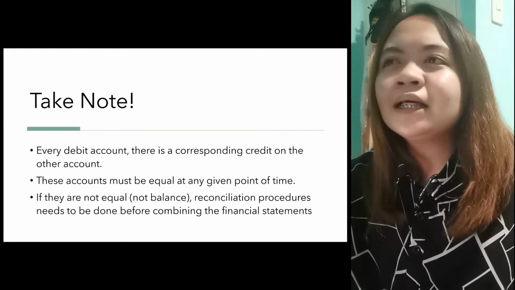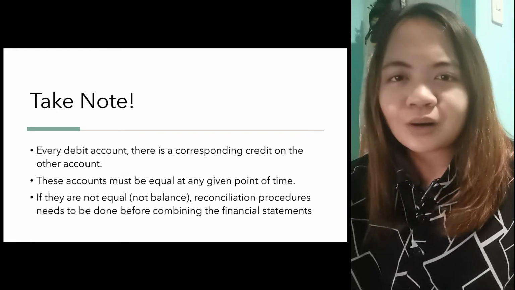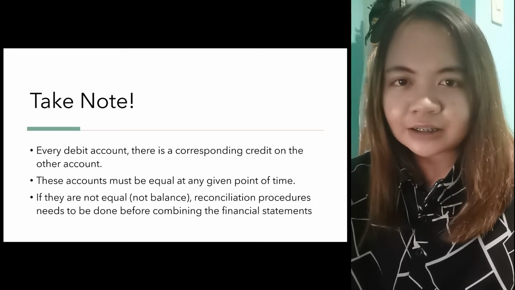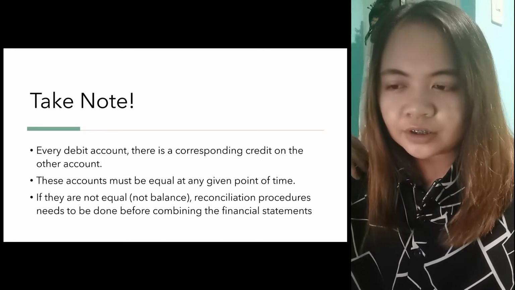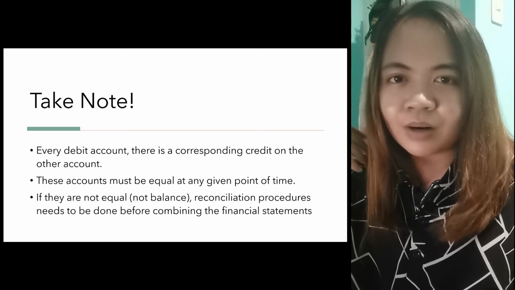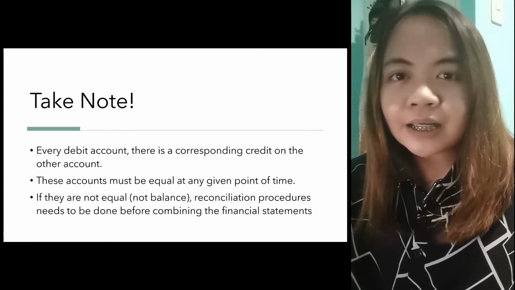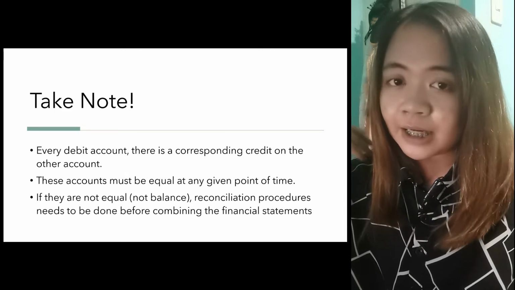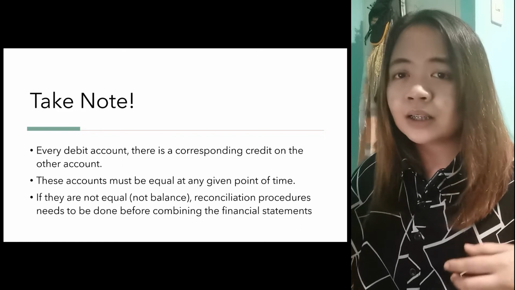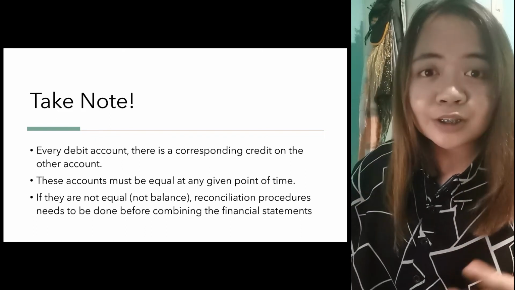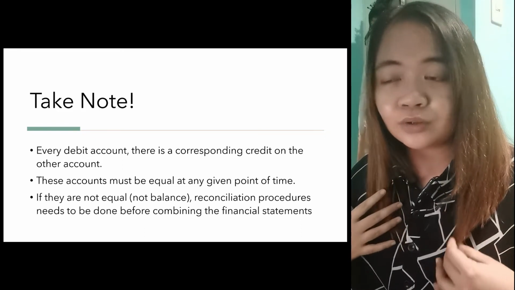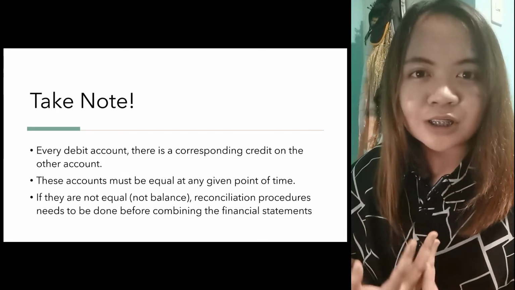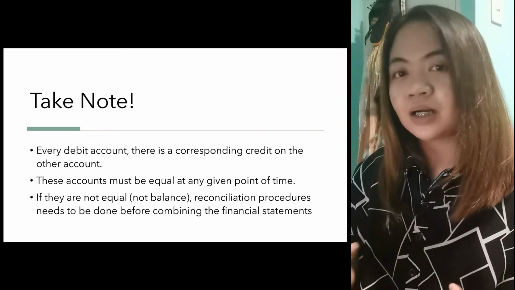Kailangan mong hanapin, saan ba ako nagkamali? May mali ba dun sa recording ni accountant ni branch? O ako, ang accountant ng home office, may mali ba sa ginagawa ko? Or baka naman, may paparating pa lang na record na ni branch, inabisuhan naman ako, pero syempre hindi ko pa natatanggap, gusto ko maging sure kasi accountant ako. Hindi ko pa siya nare-record, in transit pa lang, baka ganun yung nangyari.